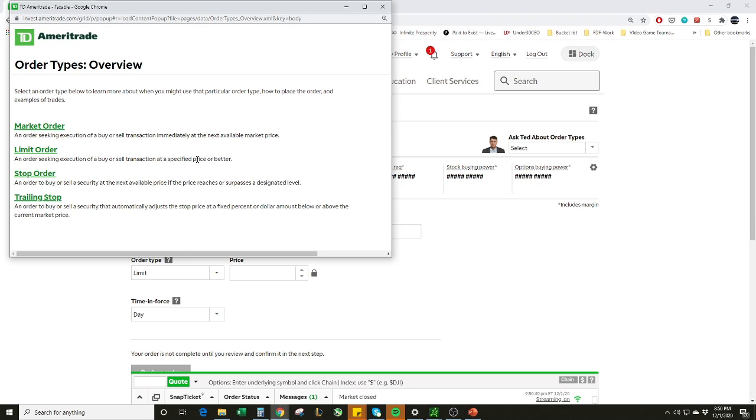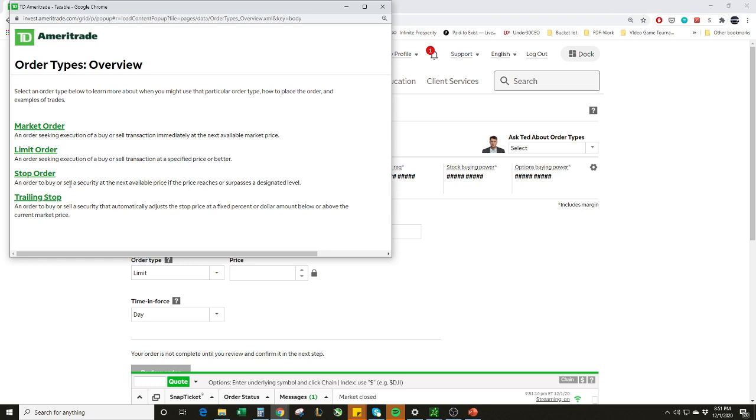Stop orders are a particular order usually used for getting out or protection. So you're in a stock, you want to get out if it drops below a certain price, you could use a stop order for that. You can also use stop orders to enter a position. We'll talk about that briefly today and more in depth later on. A stop order buys or sells a security at the next available price if the price reaches or surpasses a designated level.